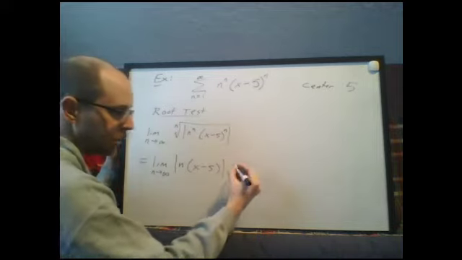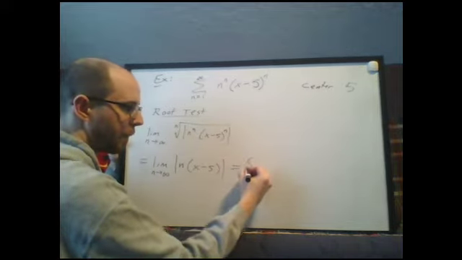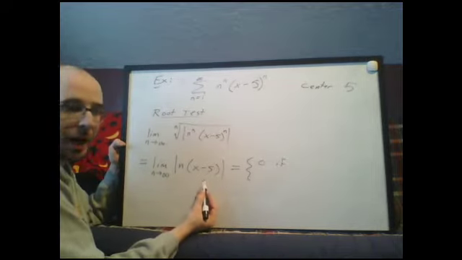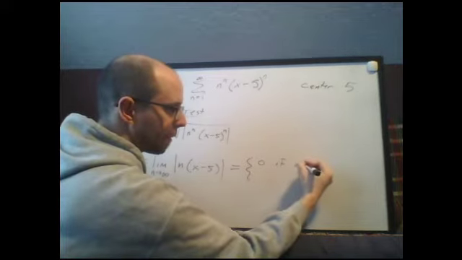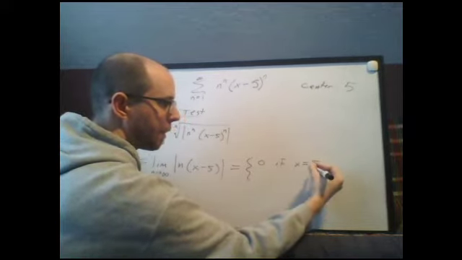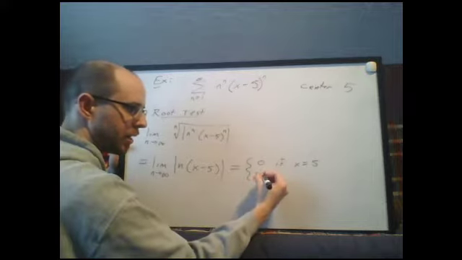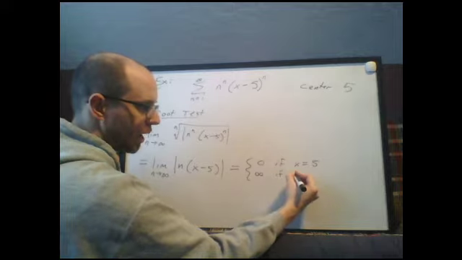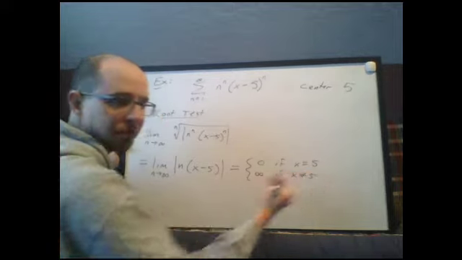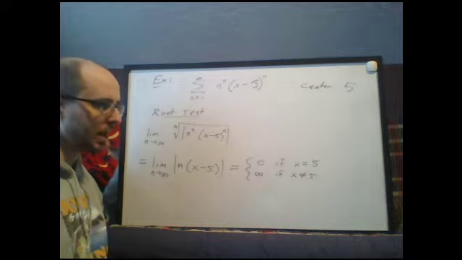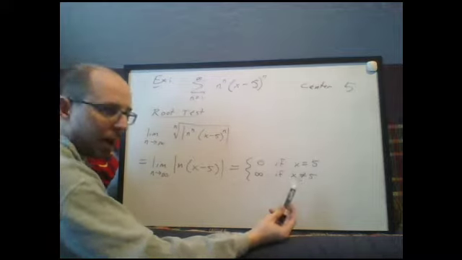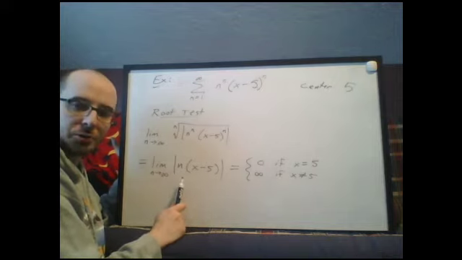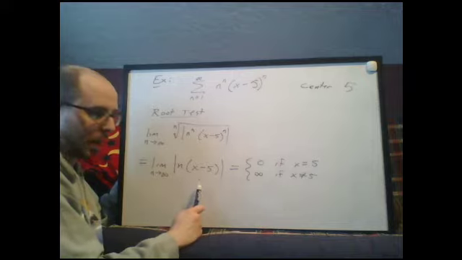So this answer is going to be 0 if x minus 5 is 0. That happens if x equals 5. And it's infinite, because it's absolute value, so it's going to end up being positive infinity no matter what, if x is not 5. It limits to infinity if x doesn't equal 5, because then this x minus 5 is some non-zero constant, and as n grows to infinity, this absolute value is going to grow to infinity.